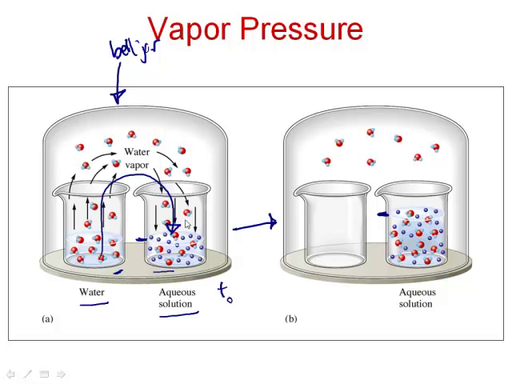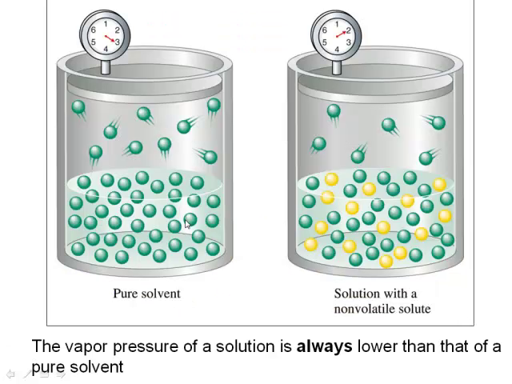Okay? Now, let's think about the reason why this is. This is a different diagram we're going to use to explain why this phenomenon occurs. Here on the left, we have a container containing pure solvent. On the right, we have a solution with a non-volatile solute. Non-volatile means that it does not vaporize. So this doesn't vaporize, it does not contribute to vapor pressure, okay?